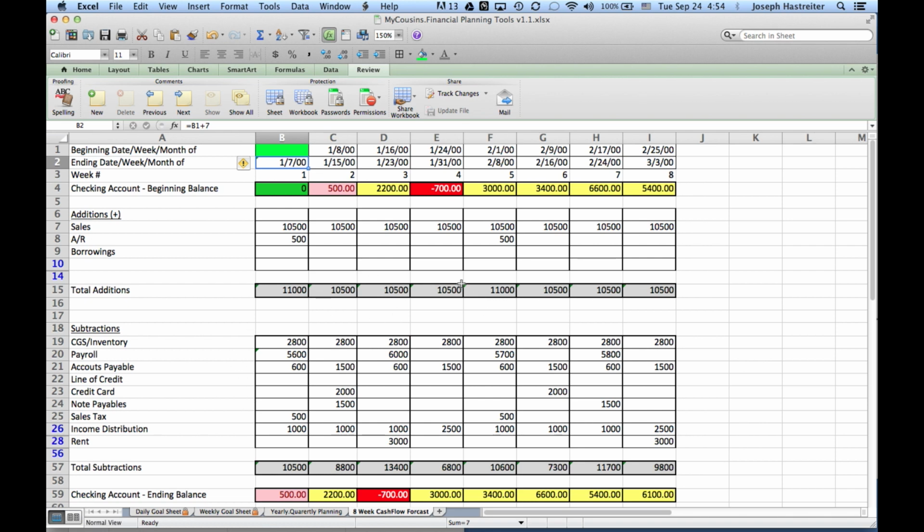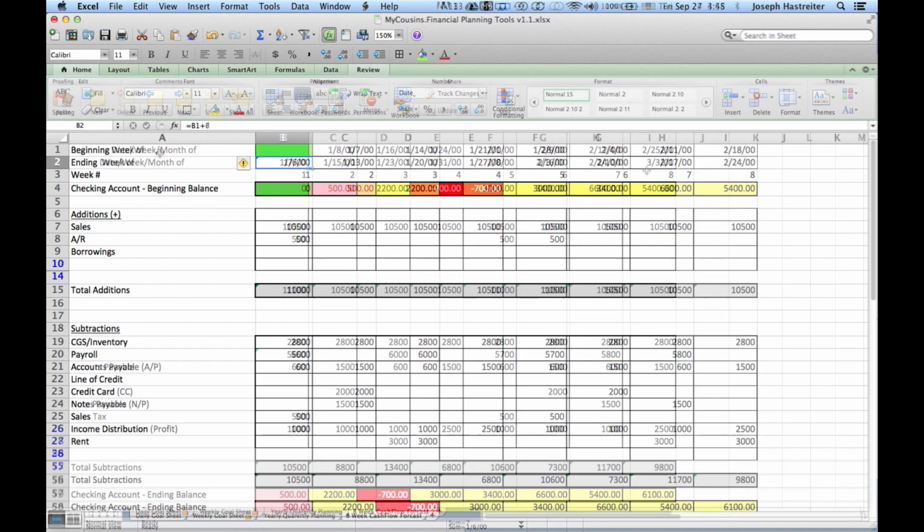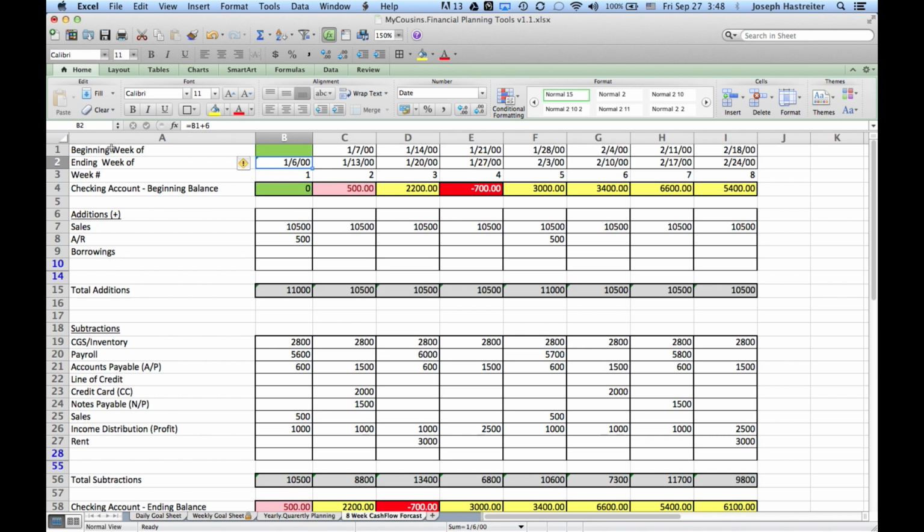Obviously I have a lot of numbers in here right now. In a little bit I'm actually going to clear these cells here and down here so you can see what this would look like from scratch as we input numbers, and we'll be walking you through that. Notice up here we have the 8-week cash flow forecast. So we can see weeks 1 through 8 here: week 1, 2, 3, 4, 5, 6, 7, and 8. Notice up here we have the beginning week of and the ending week of.